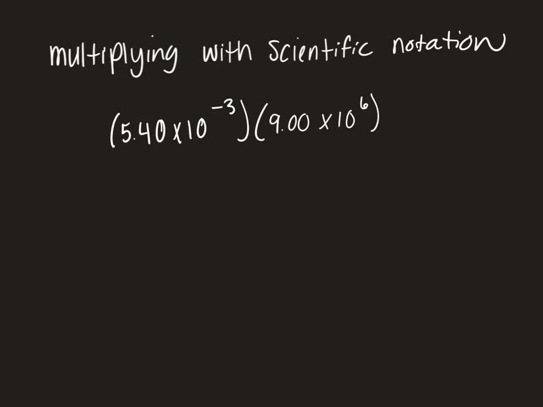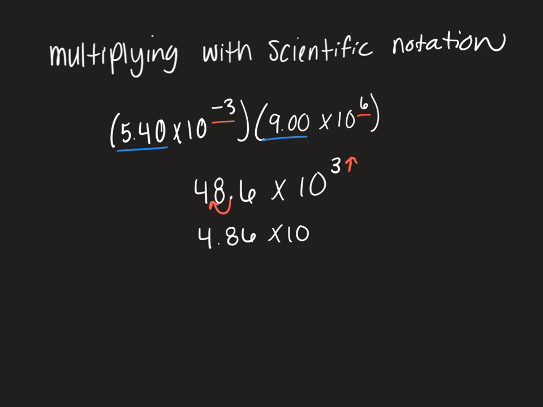Okay, so when we are multiplying two numbers in scientific notation, you're going to multiply your first numbers, and then you're just going to add your exponents. So we're going to do 5.4 times 9, which will give us 48.6. And then it's times 10, and then negative 3 plus 6 is 3. So just like before, we're not in the correct format, so we've got to move our decimal place and then increase our exponent. So it's going to be 4.86 times 10 to the 4th.